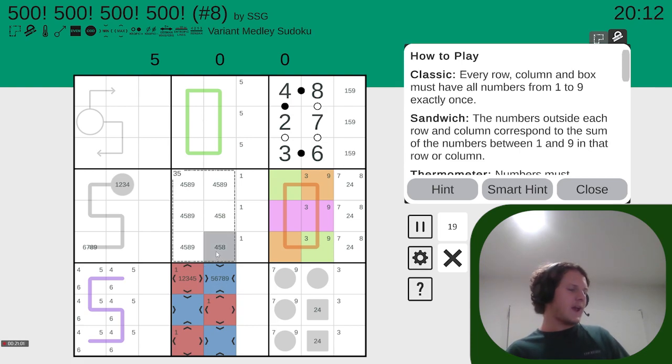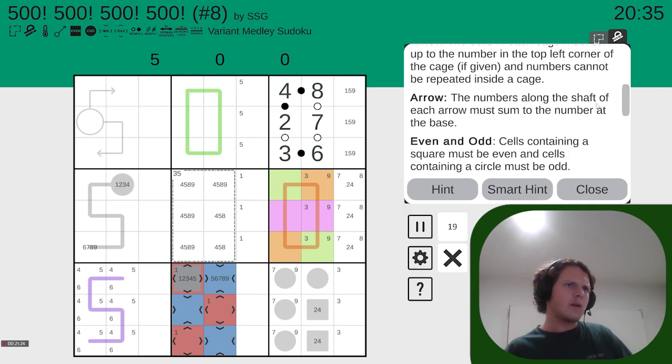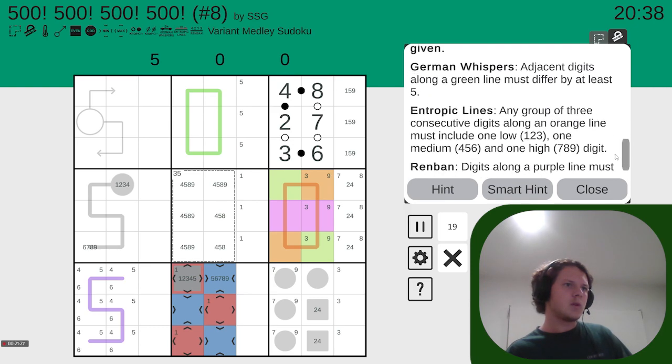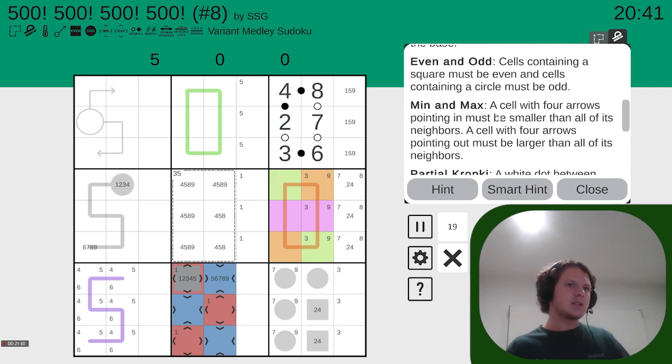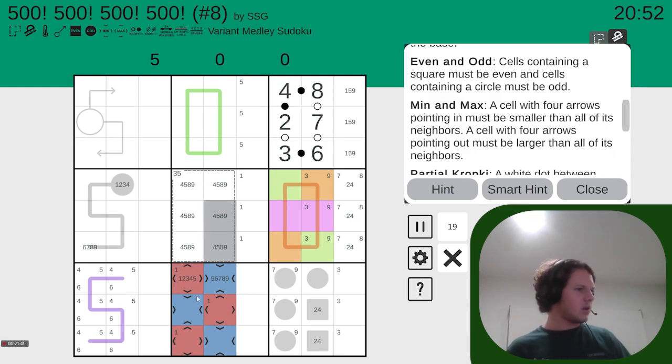If there's a way we can remove 8 from here, that would tell us a bit. Actually, no, this can't be a 4. Actually, it can be. Oh, have I got these arrows the right way round? Nope, wrong arrow. What arrows? Min and max. A cell with 4 arrows pointing in must be smaller than all of its neighbours. Okay, I've got these the wrong way round, actually, so take back everything I said.